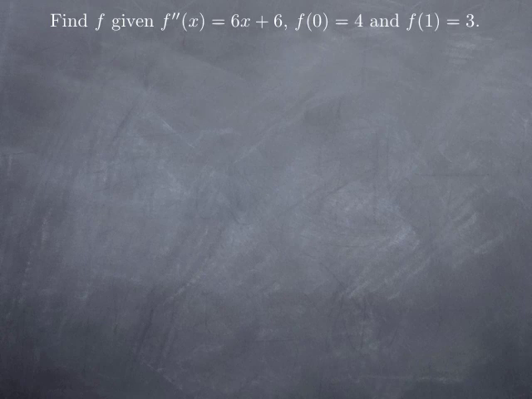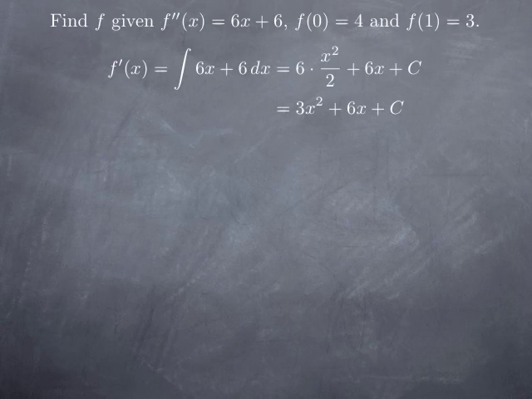f prime is an antiderivative of the second derivative, so to get the general form of f prime, we integrate 6x plus 6. We get 3x squared plus 6x up to some constant c. And to find this constant c, we cannot find it exactly at this time because we don't have an initial condition for f prime.